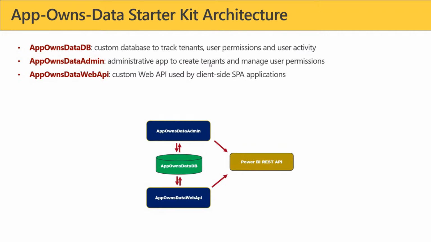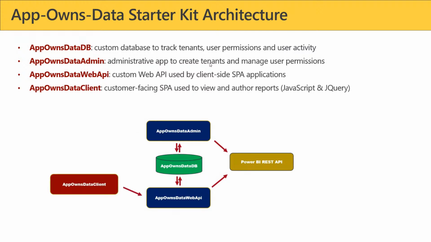So we start by creating a middle tier web API. And the idea is that now we're going to hook up client applications. The client application calls into the web API. The web API has to then query the database to figure out what permissions this user has.